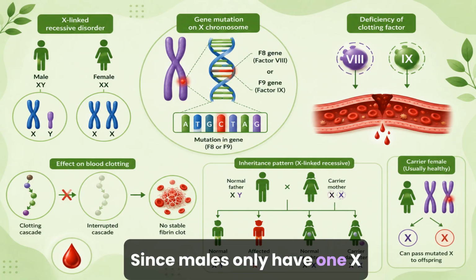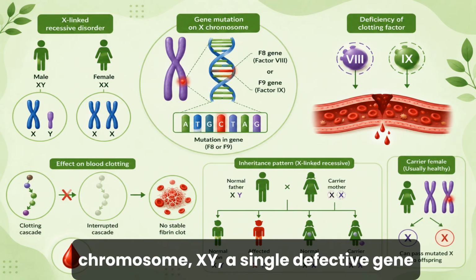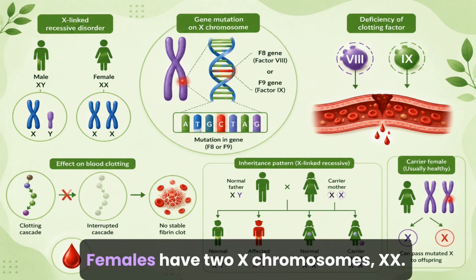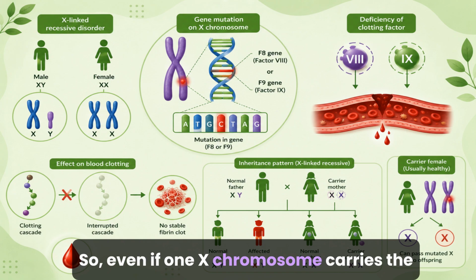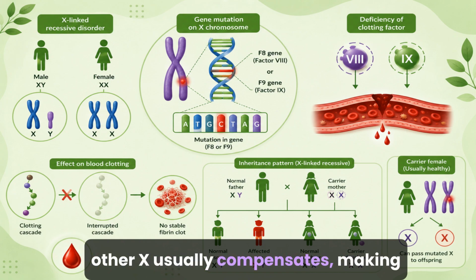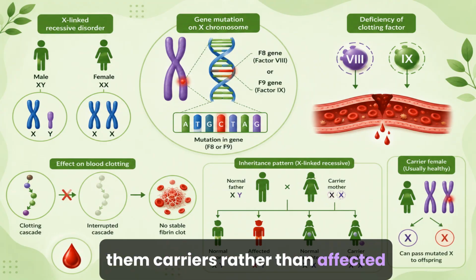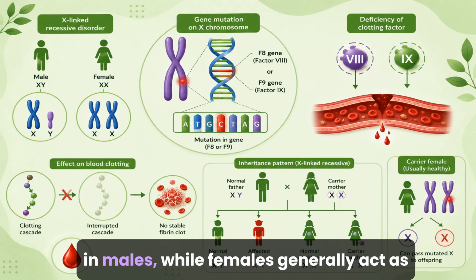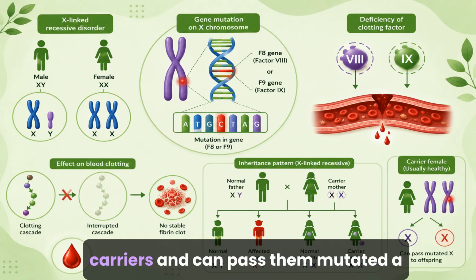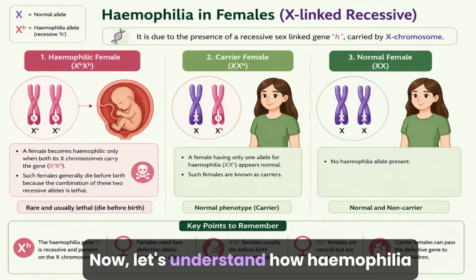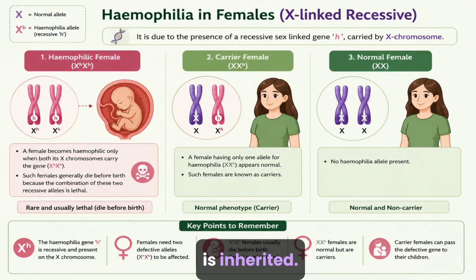Since males only have one X chromosome, XY, a single defective gene is enough to cause the disease. Females have two X chromosomes, XX, so even if one X chromosome carries the defective gene, the normal gene on the other X usually compensates, making them carriers rather than affected individuals. Therefore, hemophilia is more common in males, while females generally act as carriers and can pass the mutated gene to their offspring. Now let's understand how haemophilia is inherited.